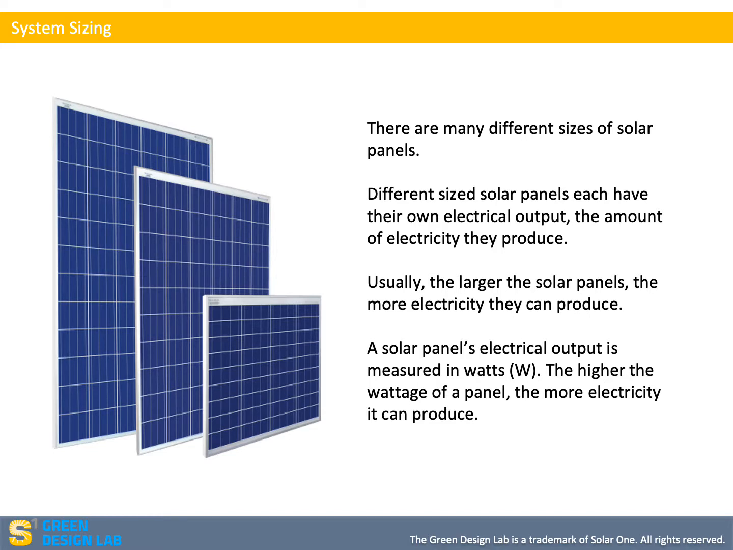Solar panels come in many different sizes. Some are small enough to use in classrooms for different experiments, while others are very large for the roofs of different buildings or homes. The larger the solar panel, the more electricity it can produce. The electrical output of a solar panel is measured in watts. The higher the wattage of a panel, the more electricity it produces under ideal conditions.